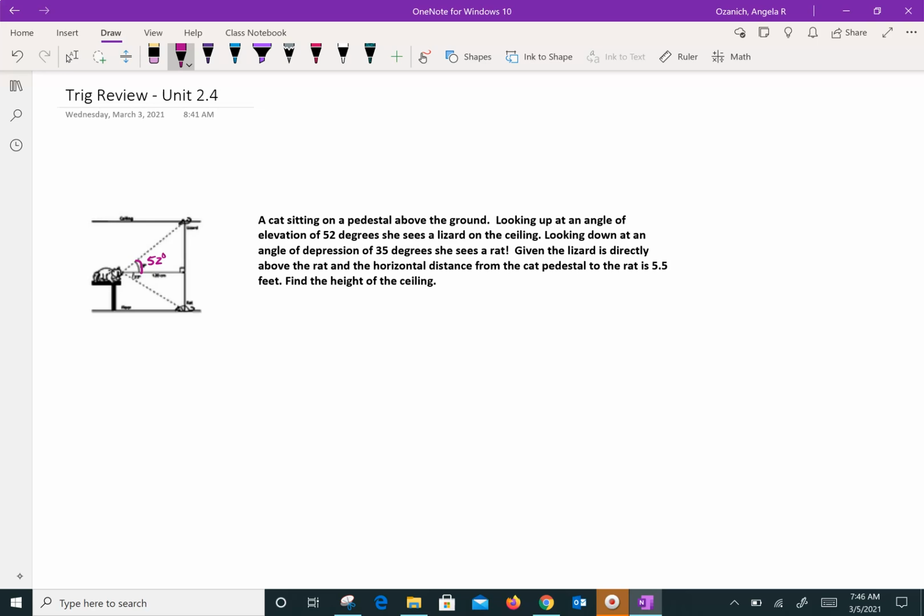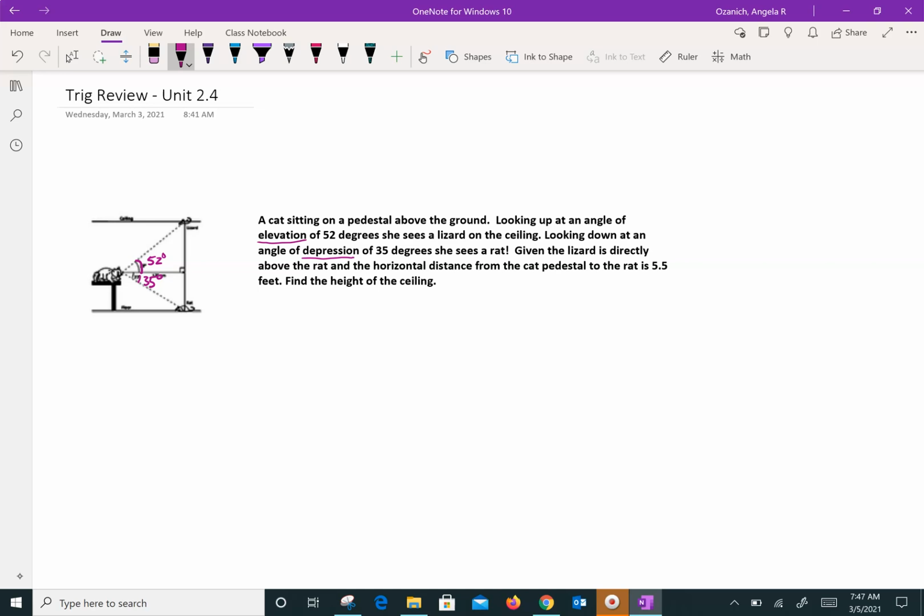Looking down at an angle of depression, so remember, an angle of elevation is from horizontal going up, and an angle of depression is from the horizontal going down. So of 35 degrees, she sees a rat. Oh my goodness. Who to chase? We just don't even know. Okay, so there's my 35 degrees right there.